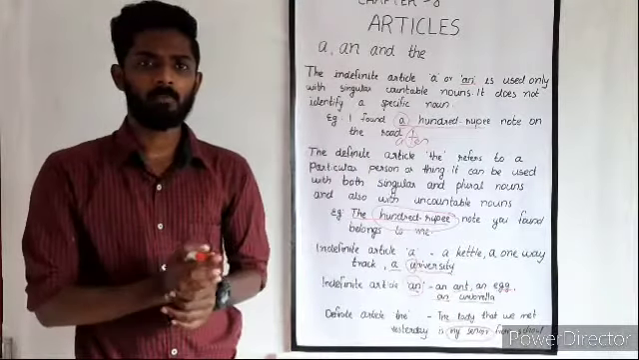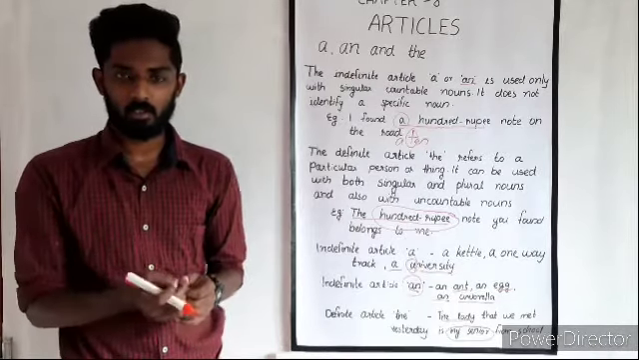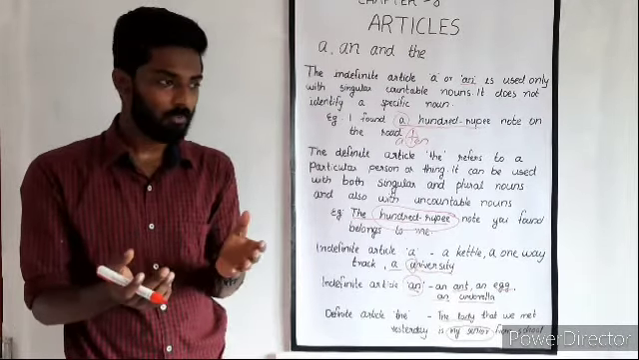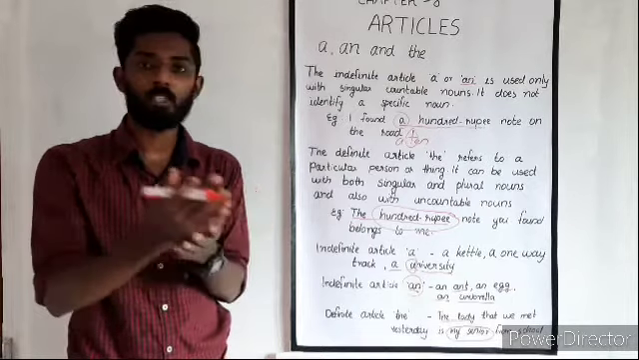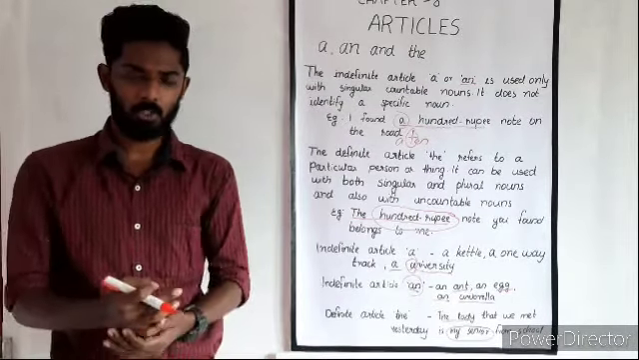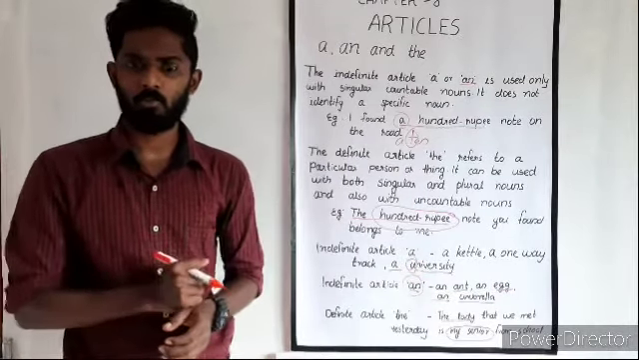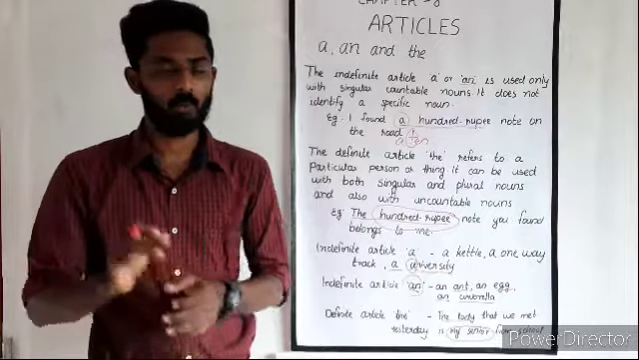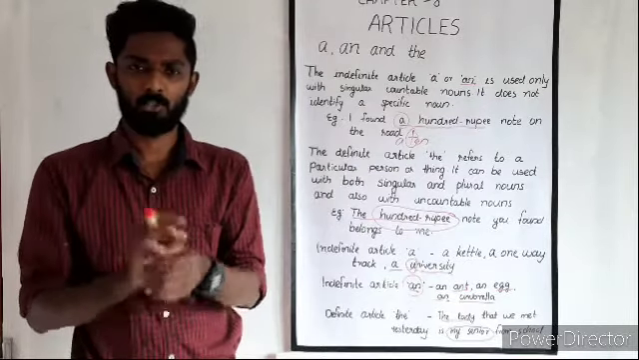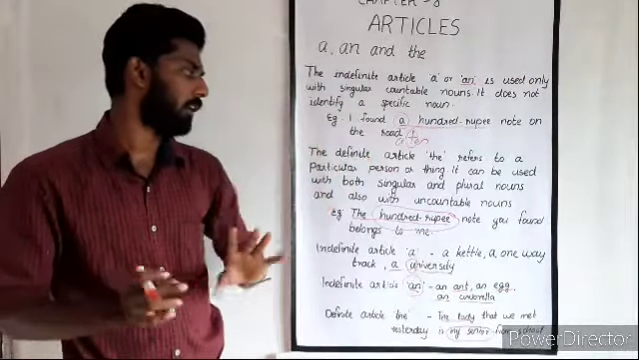The last thing is before ordinals, for example, first, second, third. So we will say the first prize goes to so and so, the second prize, the third prize, which means there will be only one first, one second or one third position as such. So that is all about the definite article "the."